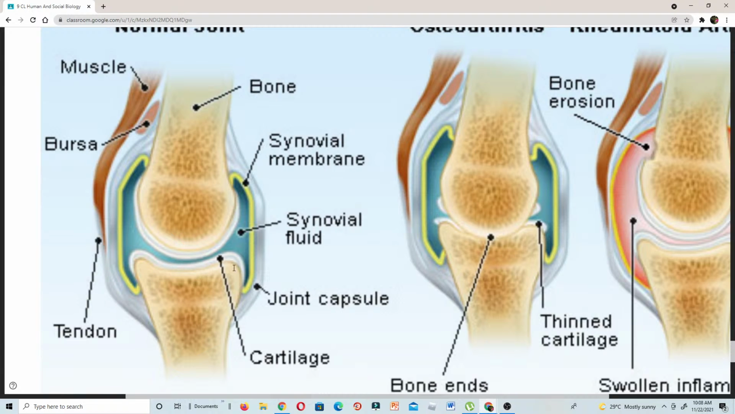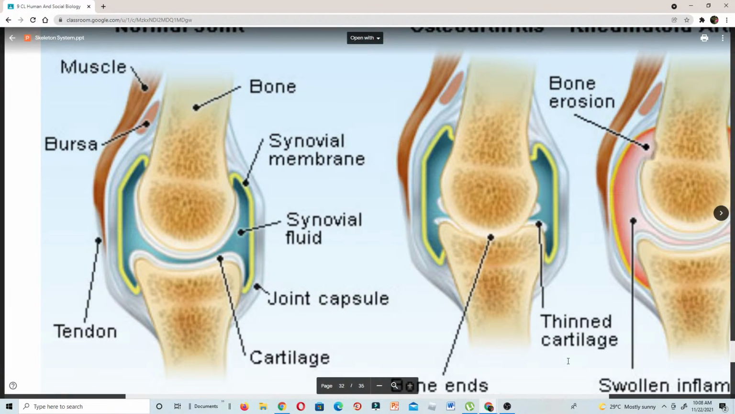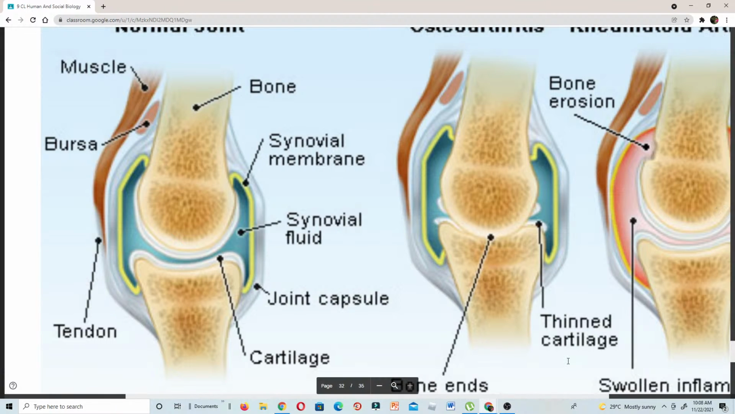Now, if there is no cartilage, then the bones will naturally rub against each other. And once they start to rub against each other, that's what you're seeing in the middle. The middle diagram is showing the bones literally touching each other. So if the bones are literally touching each other and there's no cartilage, then you're going to have a lot of friction developed, and the persons start to experience pain.